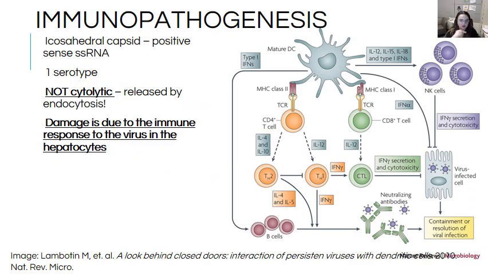So let's talk a little bit about the structure. It's a picornavirus, so it's very small. It does have an icosahedral capsid, which surrounds a positive-sense single-stranded RNA. There's only one serotype of HAV, which is part of the reason the vaccine is so effective. And one of the things I'll mention is that it's not cytolytic. So when it is leaving the cell, which I'm not showing here, it just kind of buds off. So it's not killing the cell with lysis as it goes.